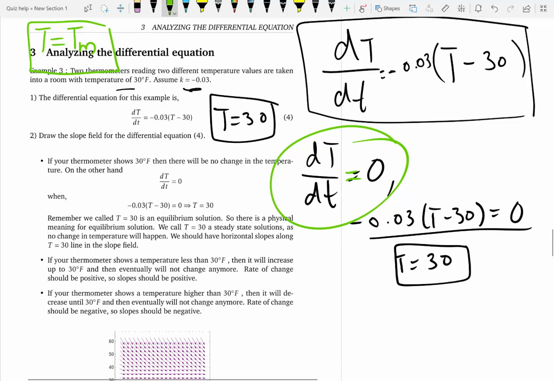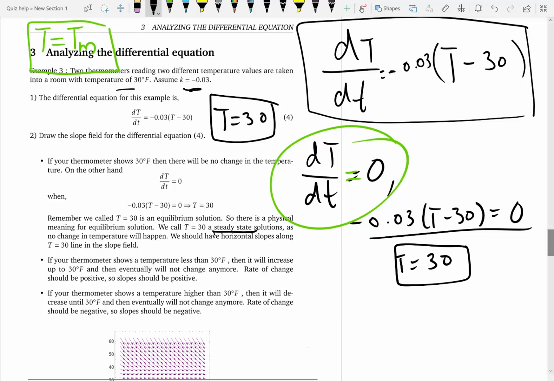And we call these equilibrium solutions, or this type of no-change solution, steady state solutions. So that's something you should take note of. Steady state solutions are solutions where no change happened, just like equilibrium solutions.